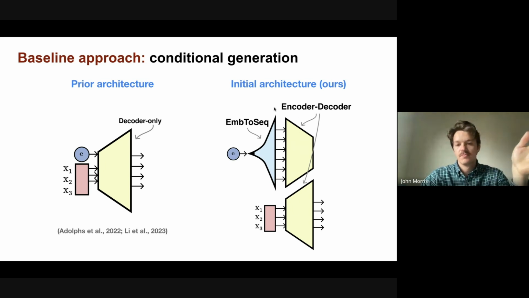There's one more engineering question, I guess, which is how do we actually pass the embedding to the encoder? And we do this, we add this embedding to sequence layer where we project the embedding to some number of token embeddings and then kind of partition them and pass them to the input of the encoder.